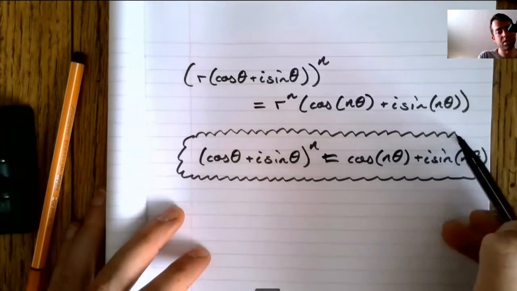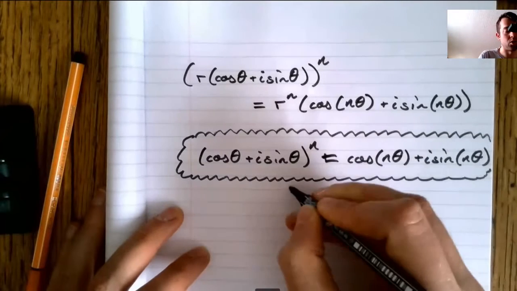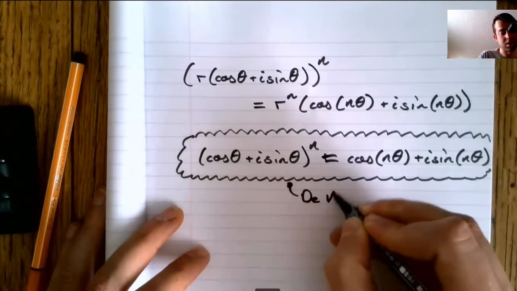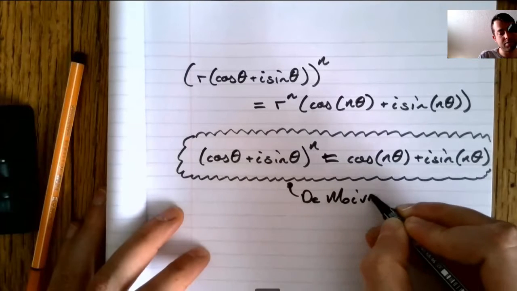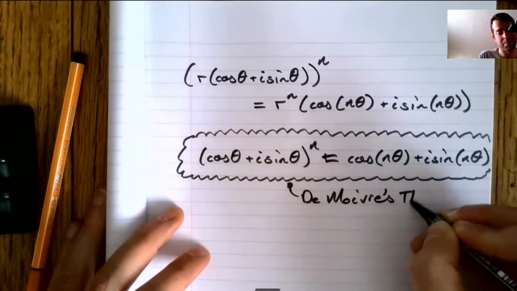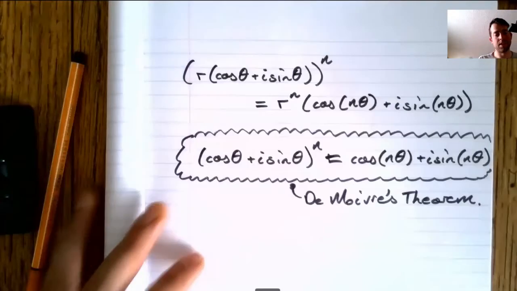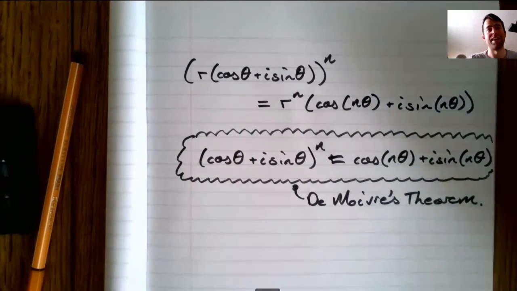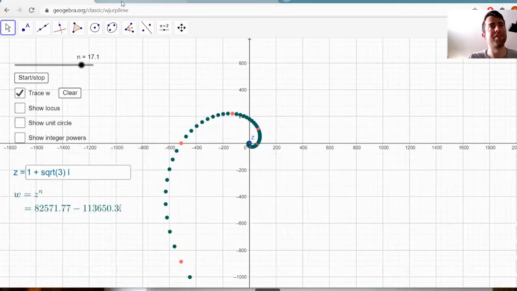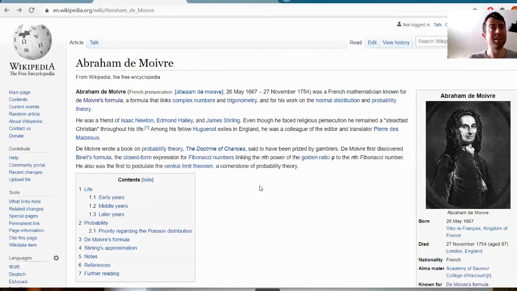It is called de Moivre's formula, or de Moivre's theorem. Named after a French mathematician, Abraham de Moivre. I've got him over here on Wikipedia, who was alive in the 17th century. And apparently, according to Wikipedia, also a friend of Isaac Newton. You can look that up yourself if you're interested in learning about de Moivre.